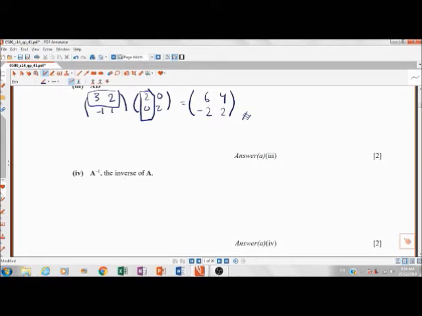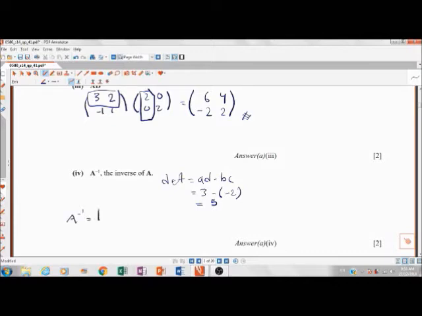Alright. So in order to find the inverse of a matrix, you need to find the determinant first. And the formula for a determinant is AD minus BC, which is AD, 3 times 1, 3, minus BC, 2 times negative 1, so it's negative 2. The answer here is negative, negative, positive, so it's 5.